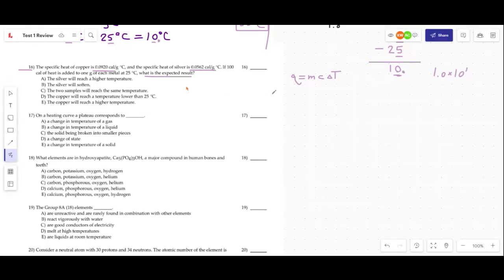Yes or no? Yes. Nope, the heat's not changing. It's 100 calories of heat in each case.